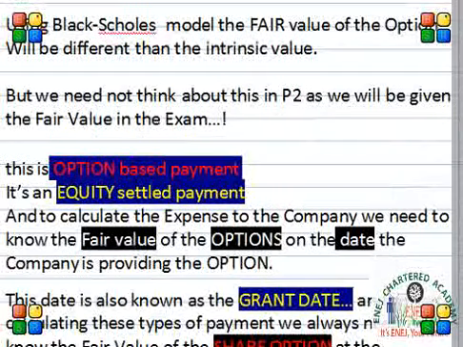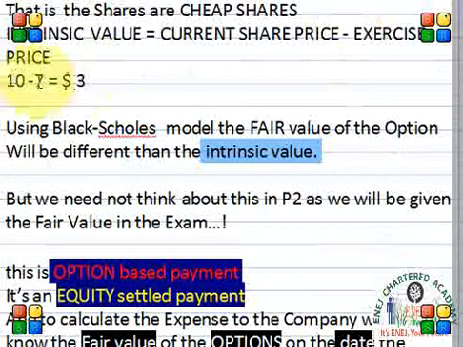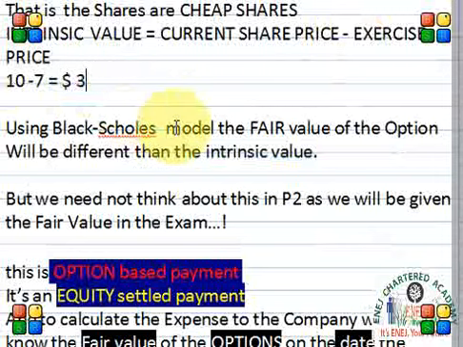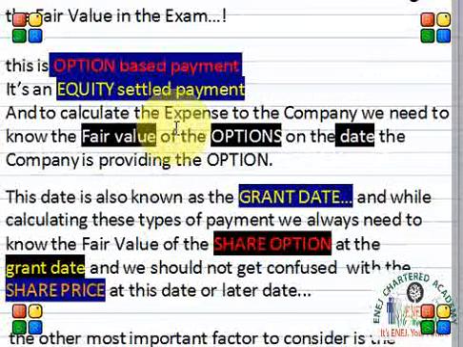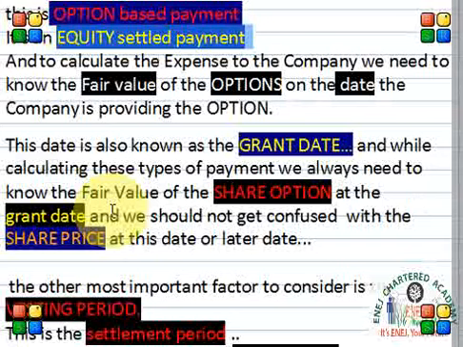Using the Black and Scholes model, we can find the fair value of the option, and that fair value will be different from this intrinsic value. But we don't need to find fair values, as this will be provided to you in your exam question. It's an equity settled payment, and to calculate the expense to the company, we need to know the fair value of the option on the date the company is providing the option. This date is also known as the grant date. While calculating this type of payment, we always need to know the fair value of the share option.